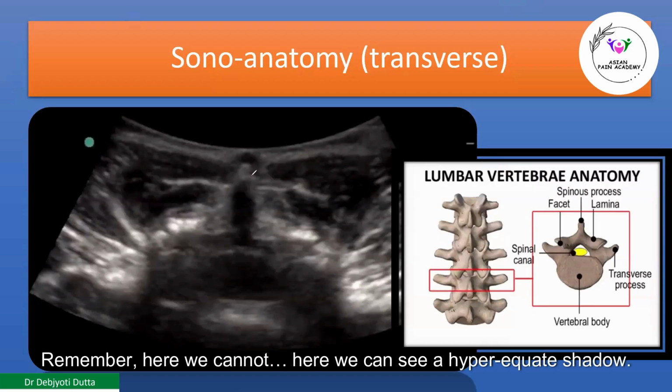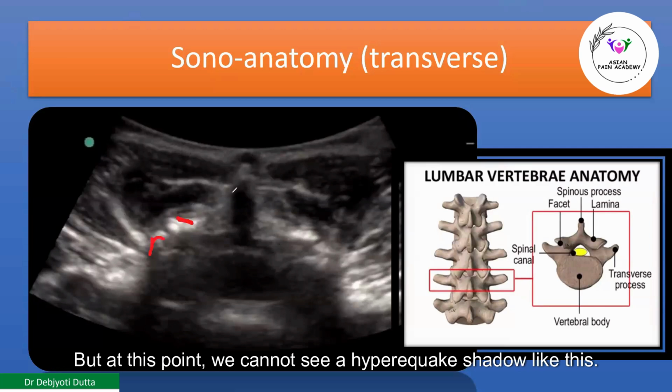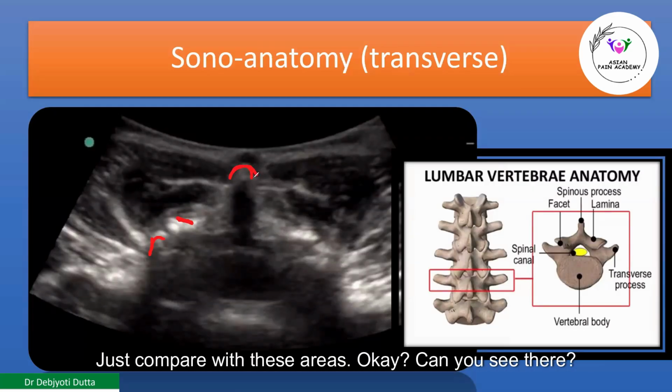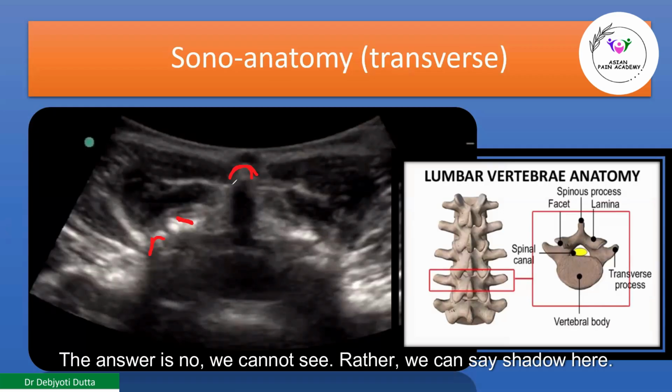Remember, here we can see a hyperechoic shadow. Here we can see a hyperechoic shadow. But at this point, we cannot see a hyperechoic shadow like this. Just compare with these areas. Can we see it there? The answer is no, we cannot see. Rather, we can see a shadow here.